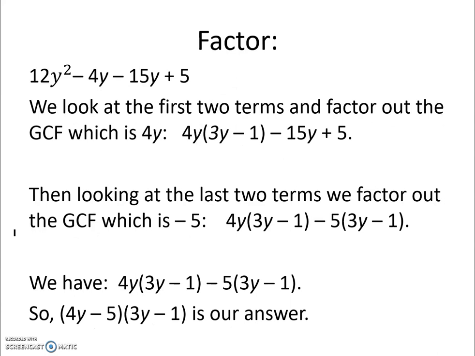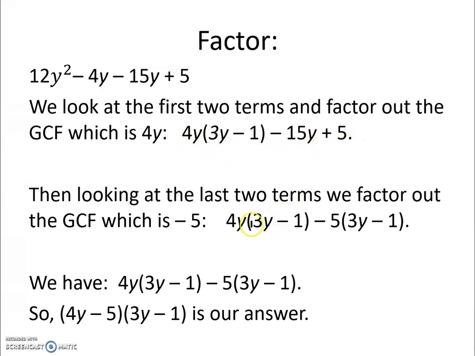Our next example is 12y squared minus 4y minus 15y plus 5. Once again, we're going to look at those first two terms and factor out the greatest common factor, which in this case is 4y. When we factor out 4y, we get 3y, because we know 4y times 3y is 12y squared. We take 4y times a negative 1. We get our negative 4y. So we know that's the greatest common factor. We still have our negative 15y plus 5.